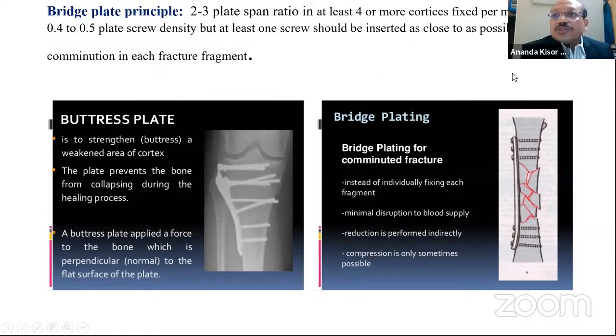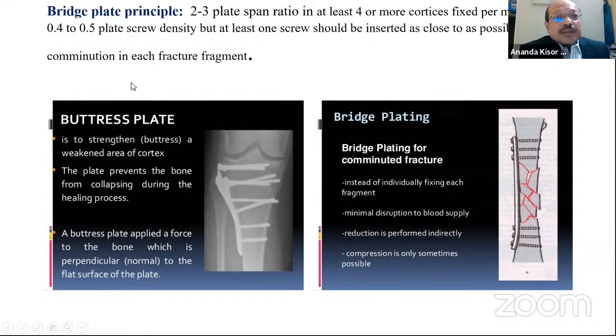And then there is the screw density. Screw density means the number of screws used divided by the total number of holes present in the plate. It should be at least 0.4 to 0.5, but at least one screw should be inserted as close as possible to the fracture zone, within 1 centimeter. Otherwise, that will lead to a very unstable situation. So basically, this is the bridge plate principle.